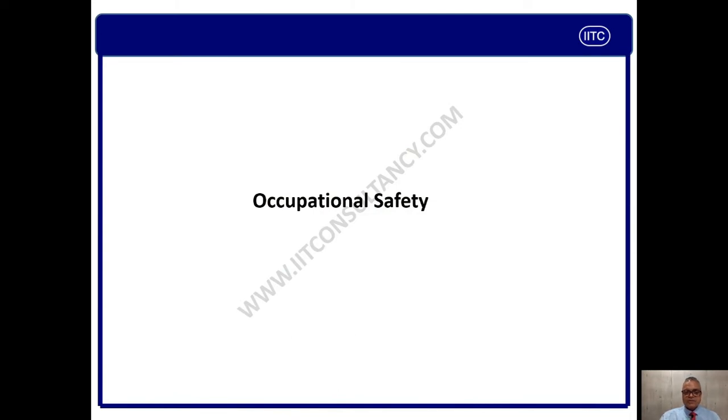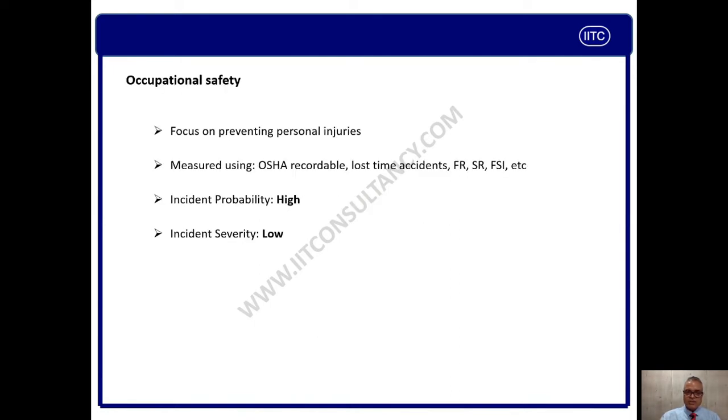So guys, now basic thing we need to understand the difference between occupational safety and process safety. Let us start with occupational safety. As you guys know, occupational safety focuses mainly on preventing the personal injuries. Personal injuries here means leg injury, finger injury, hand injury, face injury, eye injury and any body part injuries.